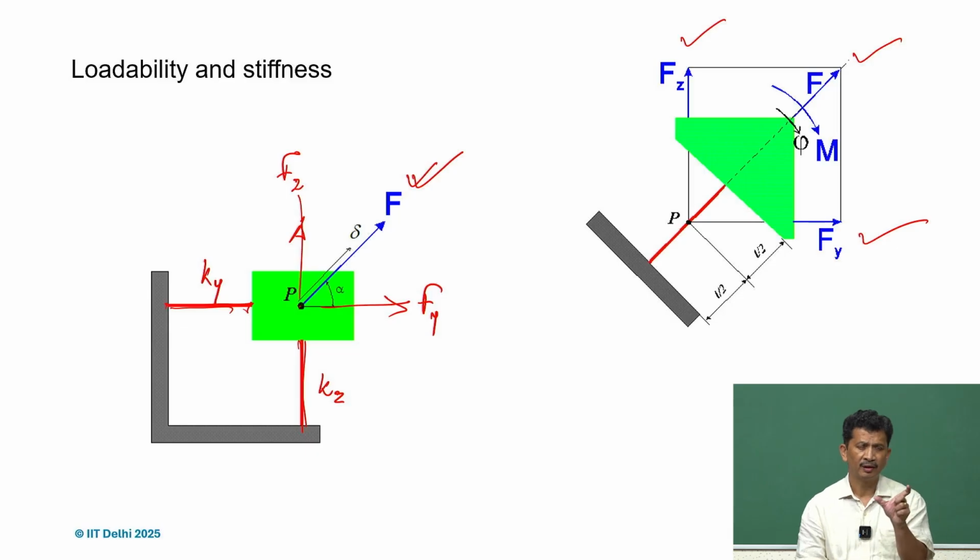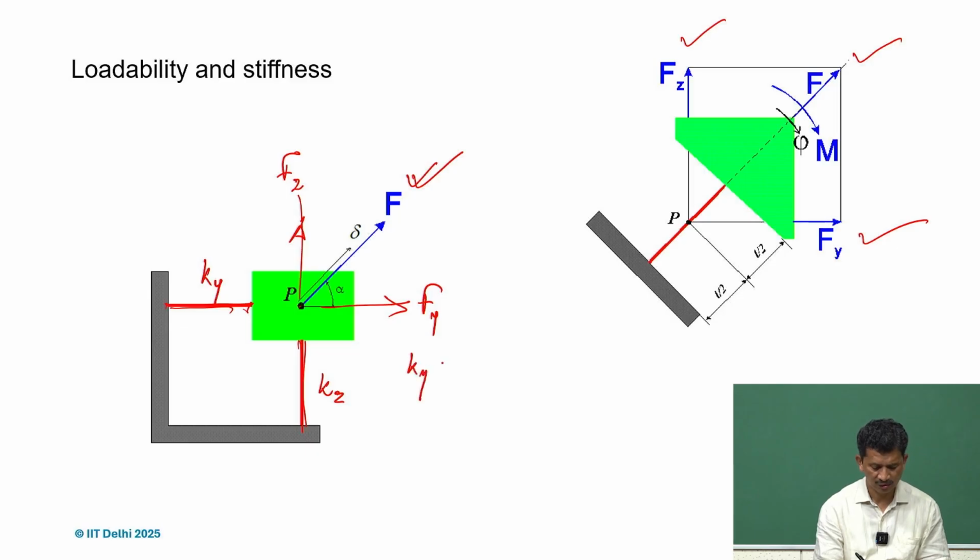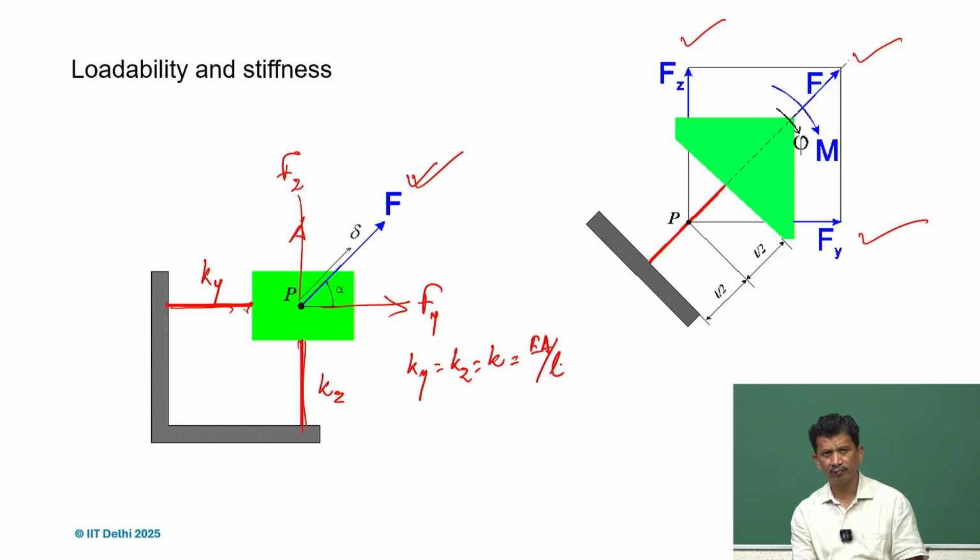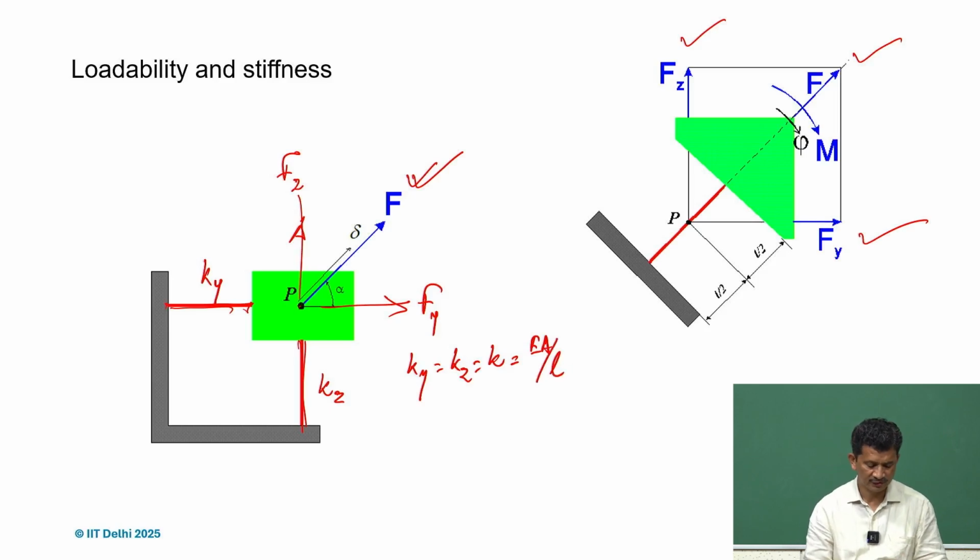So suppose we take equal length and the same area of cross section. So suppose Ky is equal to Kz equal to k, which is EA by L. So same area and same length, so the stiffnesses are the same. So what happens in that case?